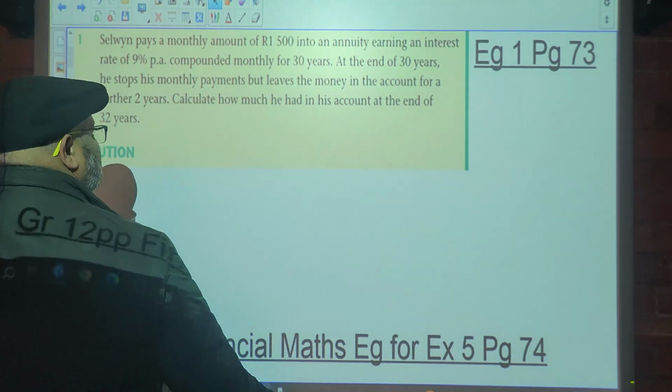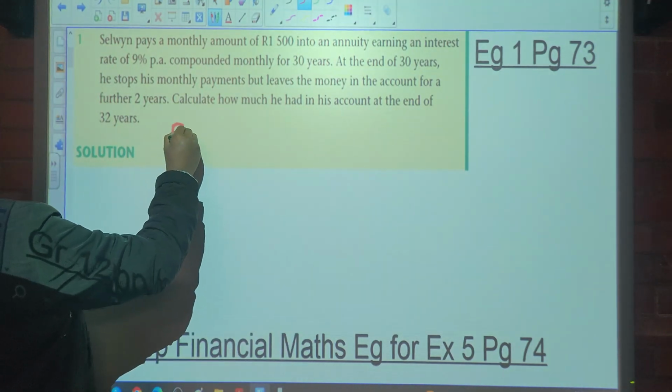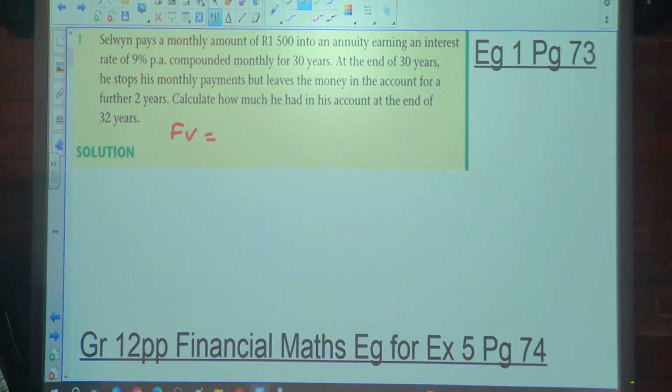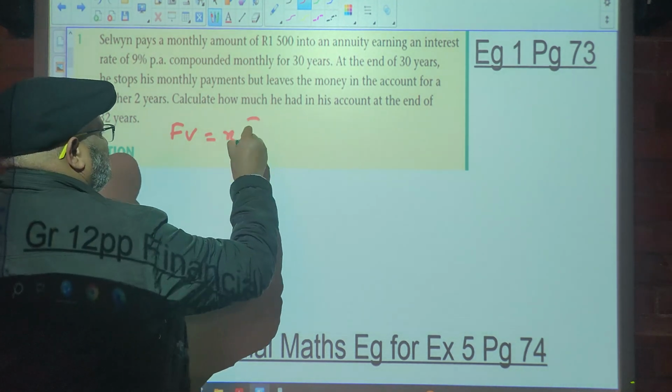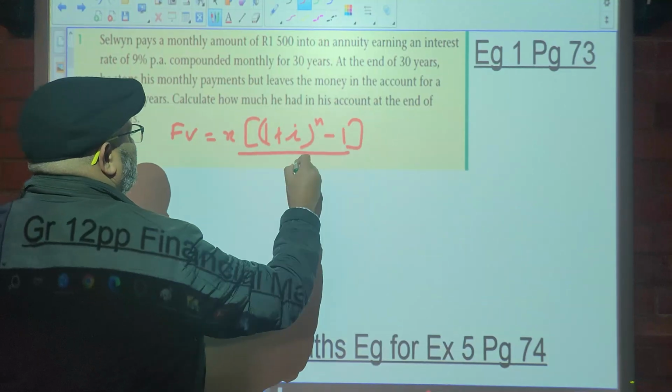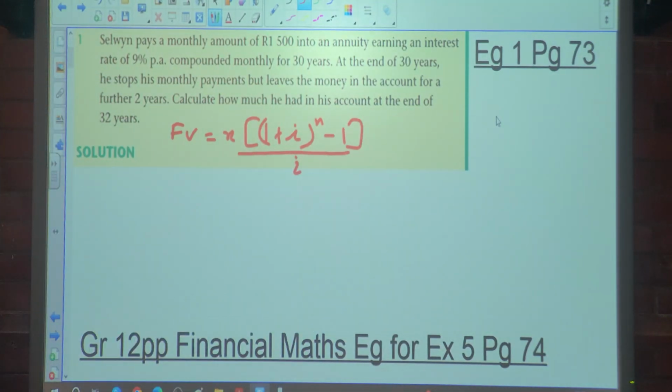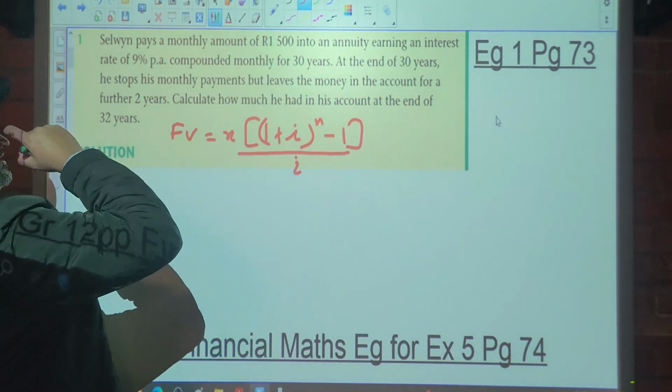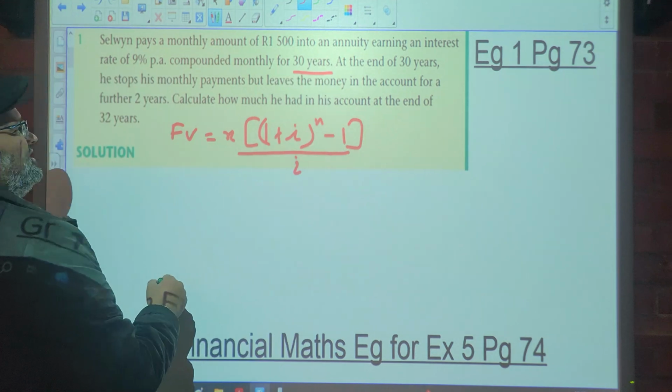We start by using the future value formula. What is the FV formula? X into 1 plus i to the exponent n minus 1, all over i. Why didn't I use the PV formula here? It's not a payment, not a loan. It's an investment. So the investment is done for 30 years.